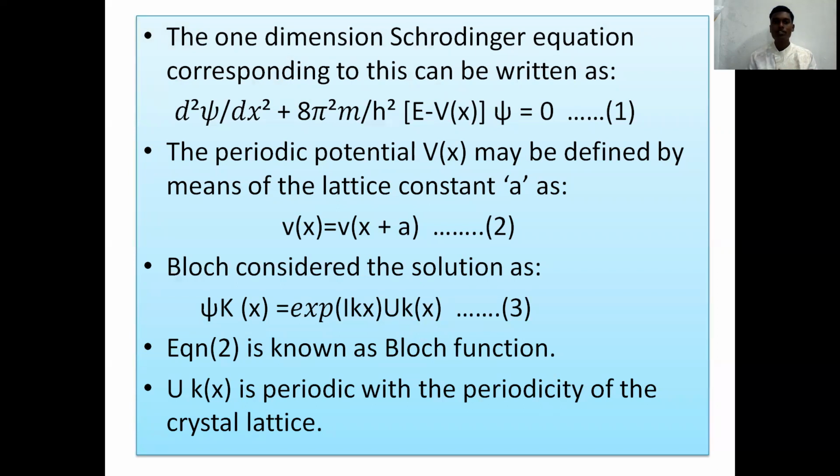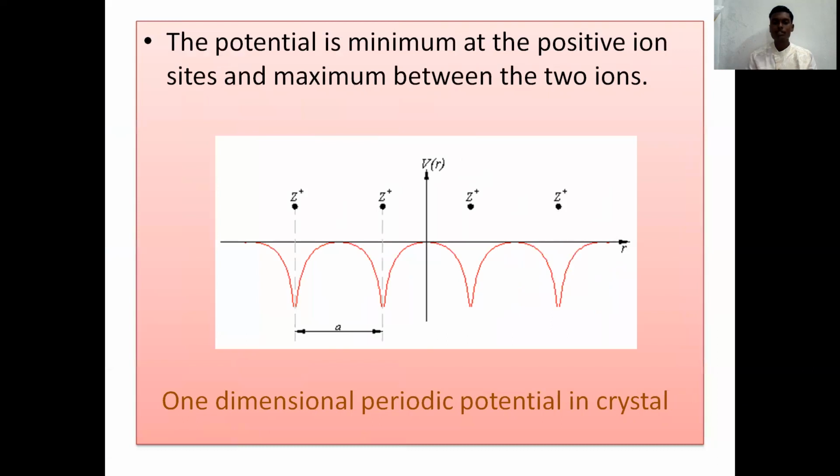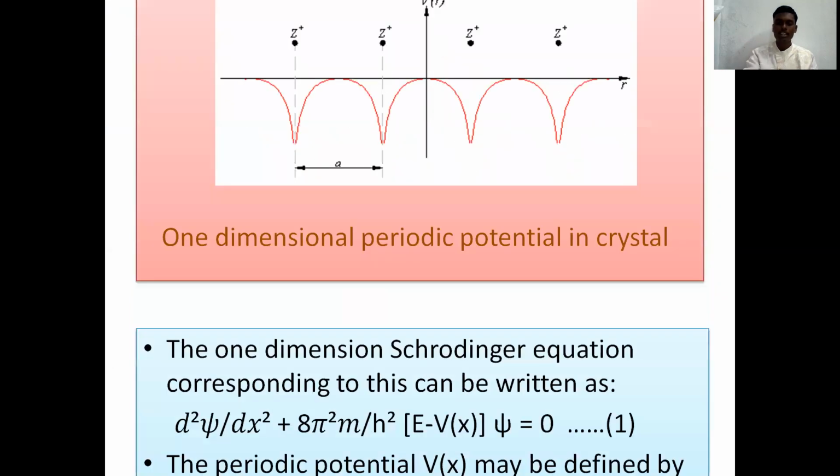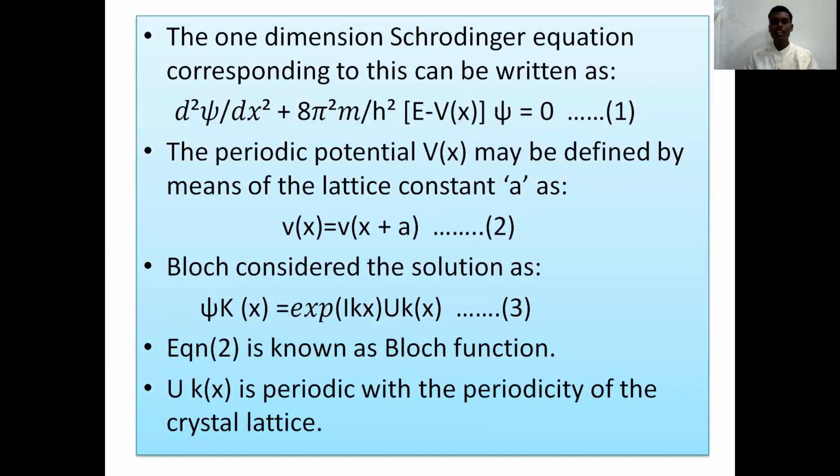The periodic potential V of x may be defined by means of the lattice constant a. As I showed before in the diagram, the distance between two ionic cores is equal to small a, and the same concept we are using here. The periodic potential V of x is defined as V of x equal to V of x plus a. Let us consider this as equation 2.